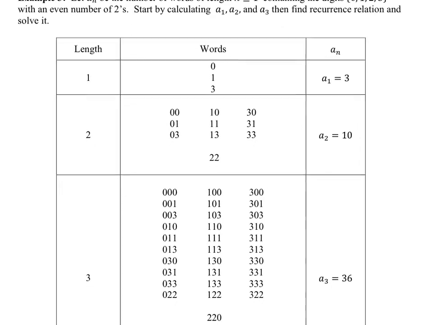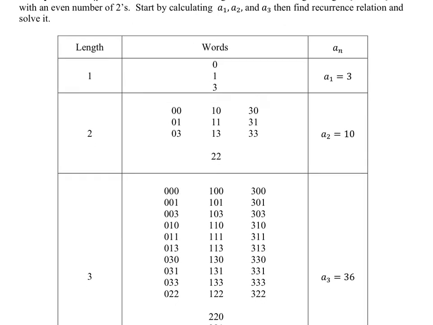Okay, so if we look at our table below, we're going to start with all the words of length 1. We're allowed to use a 0, a 1, a 2, or 3. But when we build our word, it must have an even number of 2's. Now let's remember that 0 is an even number. So this first one has 0 2's, so that counts. 2 itself would have 1 2, so we don't count that one. 1 has 0 2's, we count it. 3 has 0 2's, and we count it. So A sub 1 is 3.